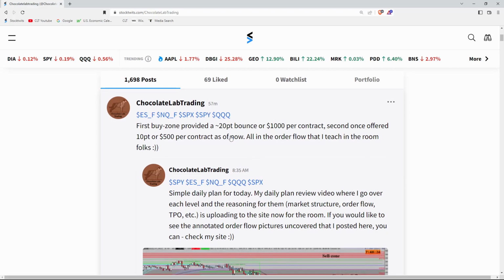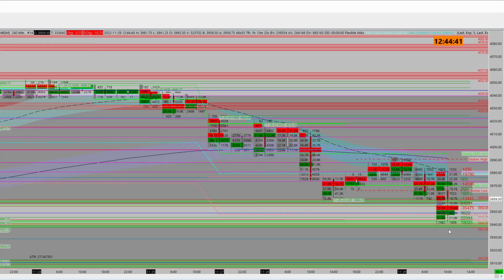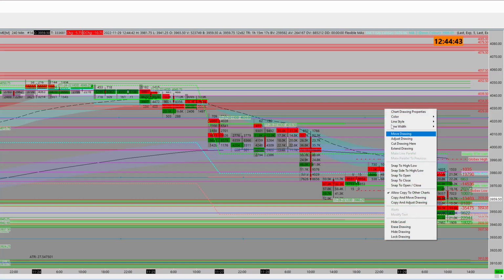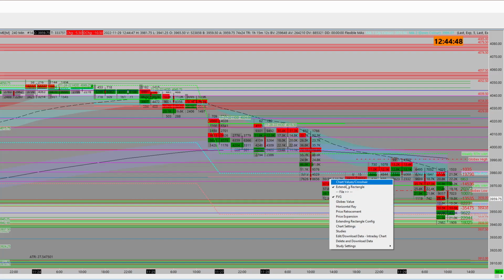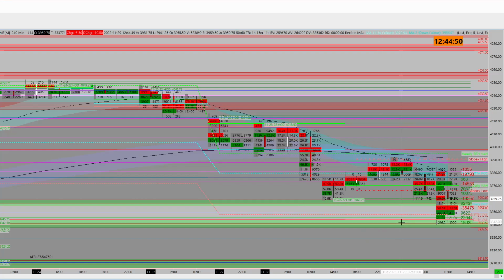But as I said, first buy zone provided a 20-point bounce or so. Obviously, if you're trading the mini, that's $1,000 a contract. And then the second buy zone, as of when I posted, it was 10 points, but now it is, well, let's just pull up the charts, right? So here's the second buy zone, and we could see 41 to about 60-ish, and if I look at a smaller time frame, we did hit 61. So, you know, another 20 points off this.